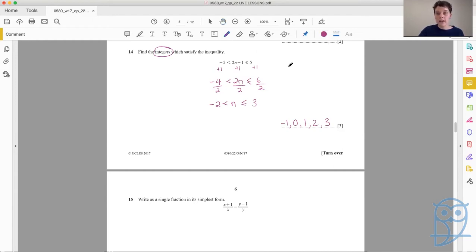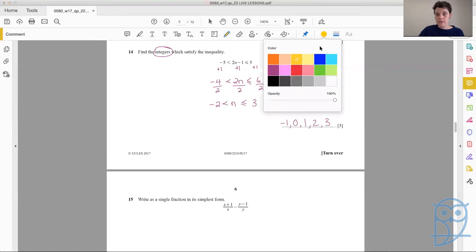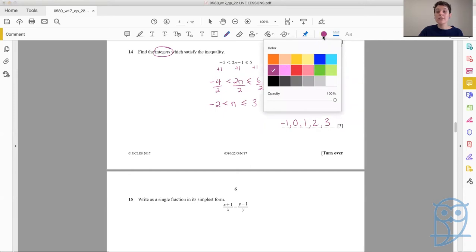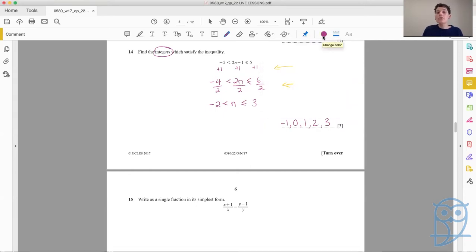So things like this here, where I showed +1, +1, +1, and divide by 2, divide by 2, divide by 2. Whether or not you show them all depends on your level of comfort. They do not need to be shown because it's just part of the working out. So you can go just from this line to -4 less than 2n less than or equal to 6, and then straight to -2 less than n less than or equal to 3.